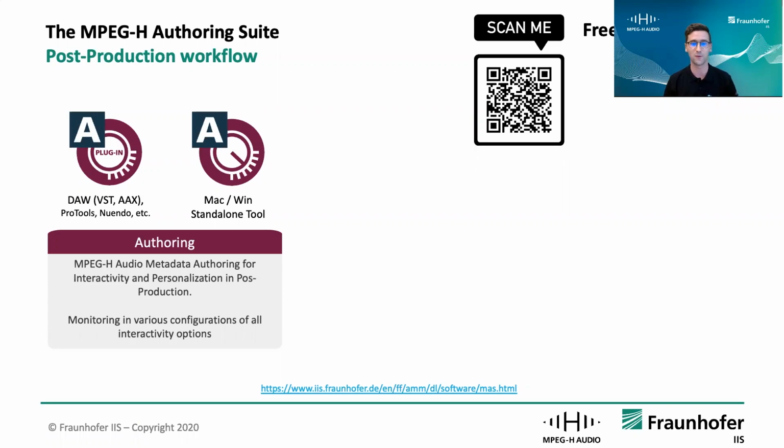Just follow the QR code, which is linked here, and you can get 4 tools for free. That means you can get the MPEG-H authoring plugin as well as the MPEG-H authoring tool, which you can use for the creation and authoring of metadata, including interactivity and personalization. And you can monitor all of this inside a plugin in VST or AAX-enabled host workstations, or as a standalone application for Mac and Windows, and you can finally export your authoring.